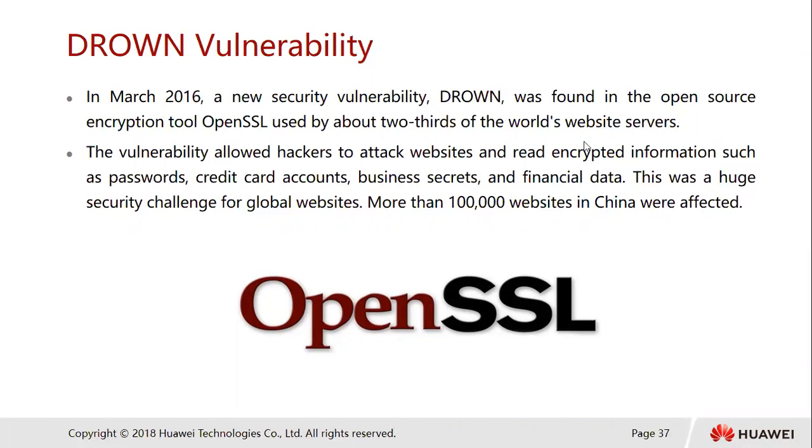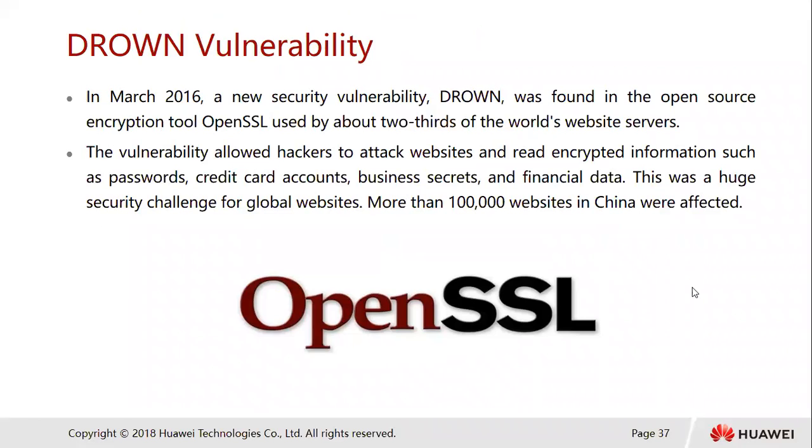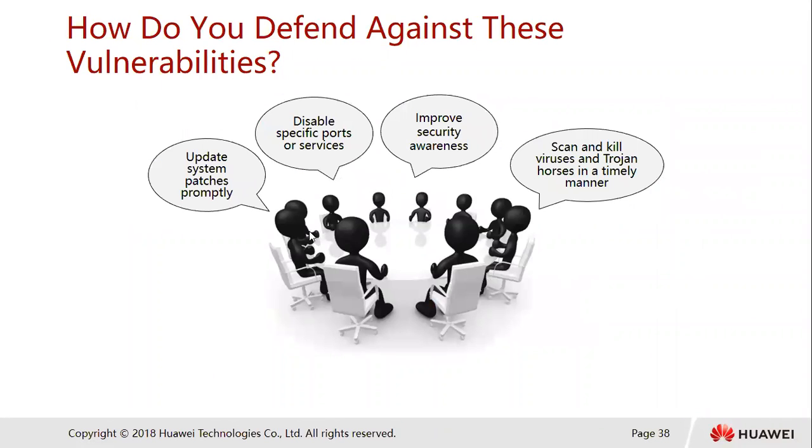So you can see that in China, about 100,000 websites were affected. So this is the Drown vulnerability. So how do we defend ourselves against these vulnerabilities? The first one is system update, and this has to be done promptly, okay?